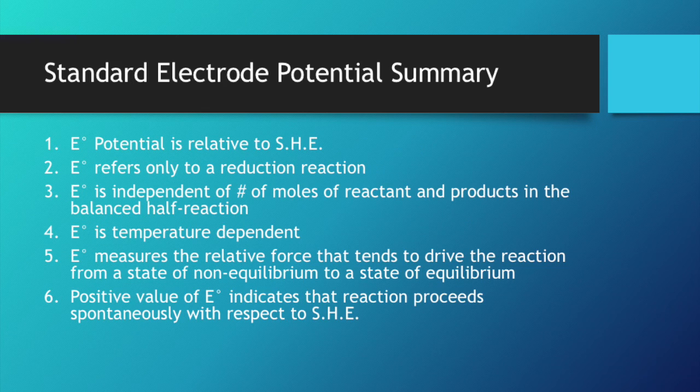So now I'll just recap what we've learned about the standard electrode potential. E naught potential is relative to the standard hydrogen electrode. It also refers only to the reduction reaction. E naught is independent of the number of moles of reactant and the products in the balanced half reaction, so it doesn't change no matter what you do with the reaction. E naught is also temperature dependent. E naught measures the relative force that tends to drive the reaction. And a positive value of E naught indicates that the reaction proceeds spontaneously in the forward direction with respect to that standard hydrogen electrode.